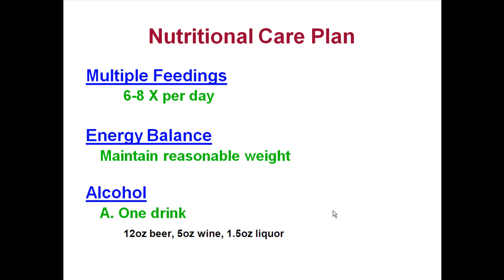So I hope this gives you just a little bit more information about diabetes and blood sugar regulation and hypoglycemia. And we'll continue our discussions on different diseases as we go through these.